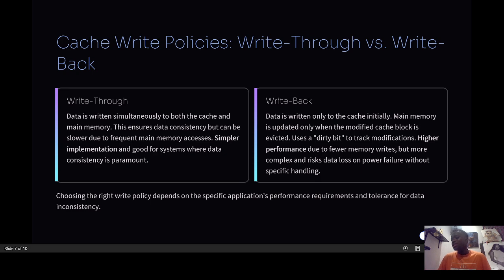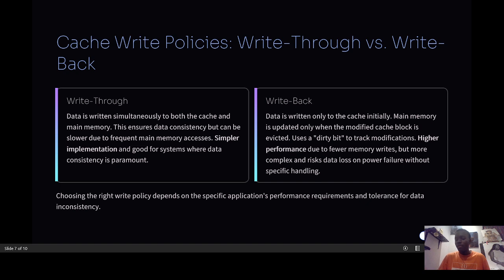So with write-through, the data is written to both the cache and the main memory at the same time. It simplifies things and ensures data consistency but can be slower. With write-back, data is only written to the cache immediately. The main memory is updated only when the modified cache block is replaced. This offers higher performance but is more complex and carries a risk of data loss in a power failure.